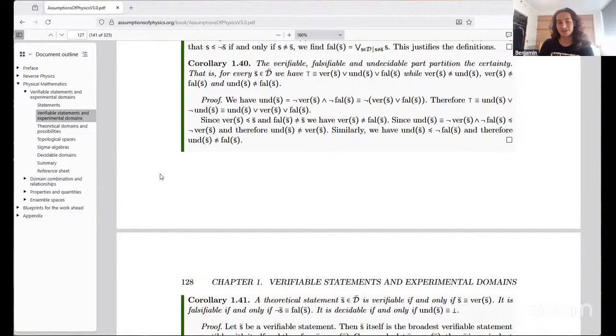which is narrower than the negation of var. It's incompatible with var. And similarly, it's incompatible with the negation of fall of S bar, and therefore und and fall are incompatible. So it's essentially by definition: we've constructed the undecidable part of S bar to be the thing that is incompatible with the other two, and also is the rest of the stuff.